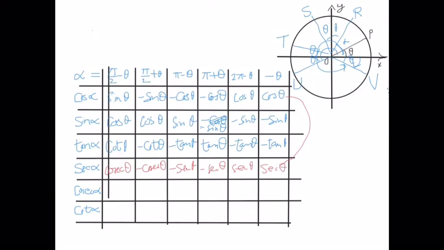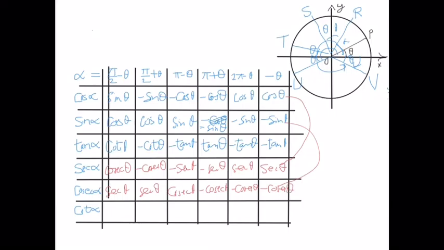And cosec alpha, when alpha is equal to pi by 2 minus theta, is 1 by sin alpha, which is 1 by cos theta, which is sec theta. Here again it is sec theta. Here we are basically comparing these two rows. Here it is cosec theta, minus cosec theta. Once again minus cosec theta and minus cosec theta.